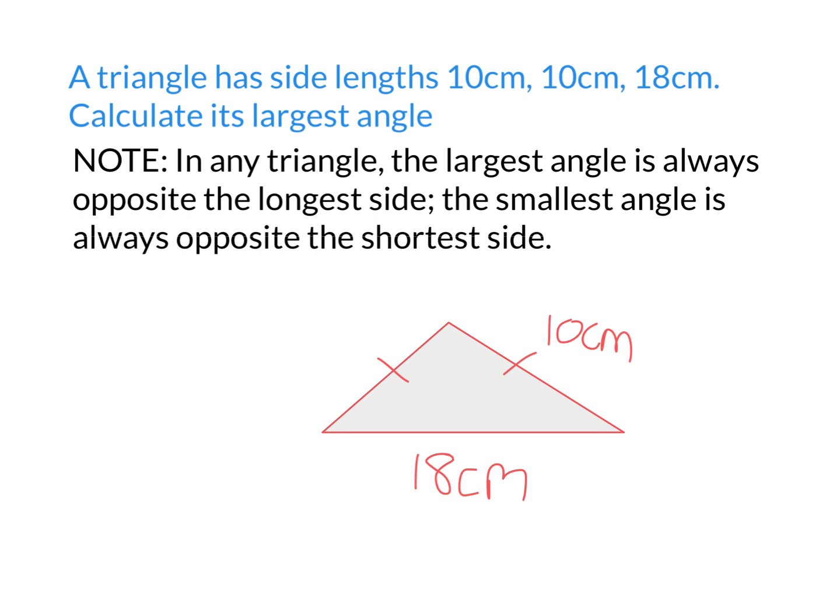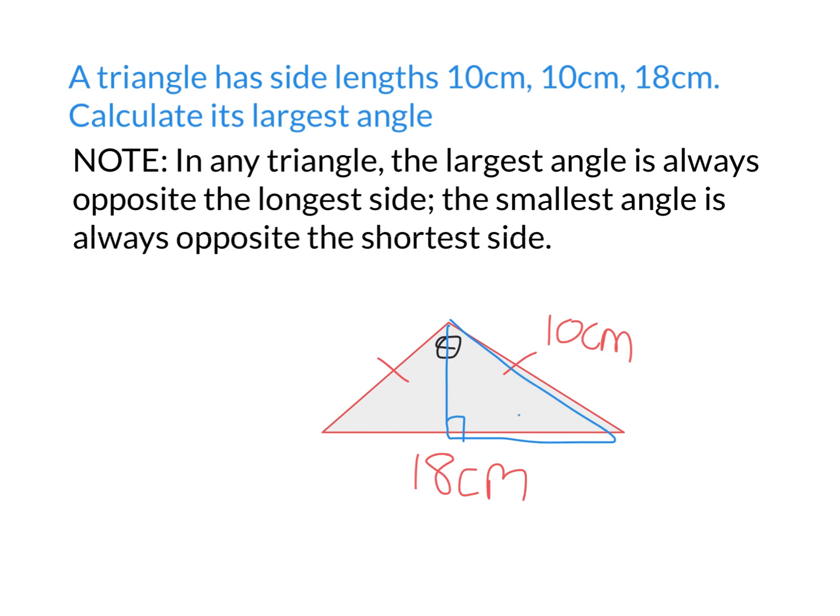So we want to find its largest angle. So really, I'm looking for this angle here. I know it's going to be this one because it's opposite the longest side. So the thing is, this is not right angled. We only know how to use trigonometry in a right angled triangle. But because the big triangle is isosceles, I can divide it into two congruent right angled triangles.